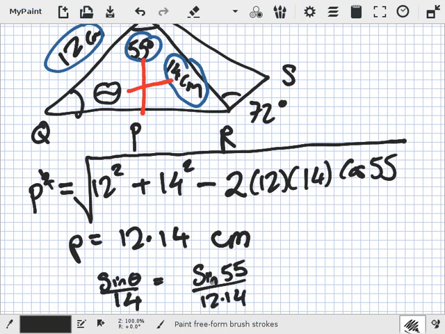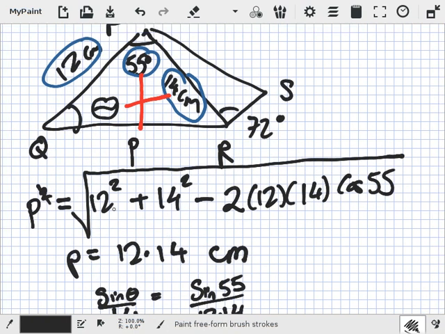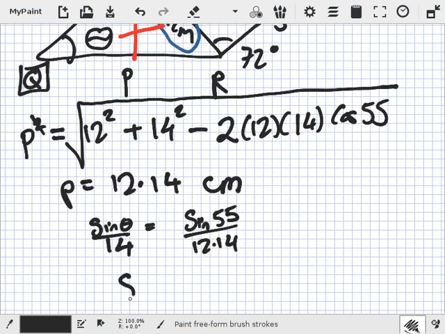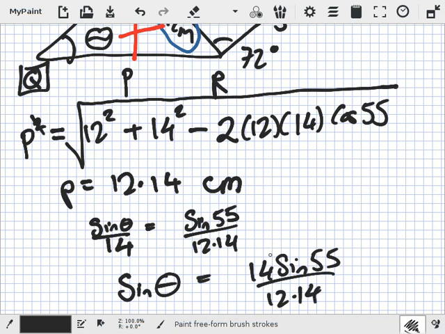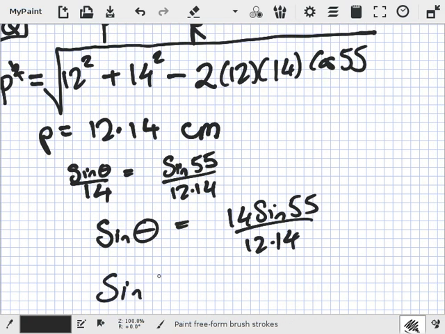Why do we make that a theta? We can call it any letter we want. I just want to give it a letter. It's a bit funky looking, I know. Actually, sorry, they already provide a letter, they called it Q. You can call it Q if you want. Anyways, sine theta, or Q, is equal to 14 sine 55 over 12.14. Alright, so sine theta equals, what do we get for this if we bash it in?